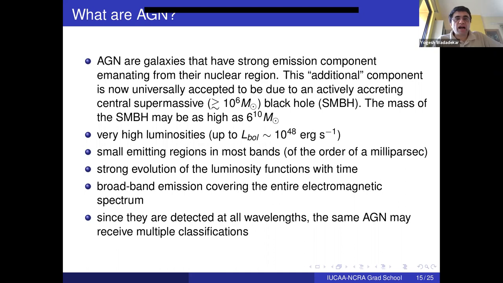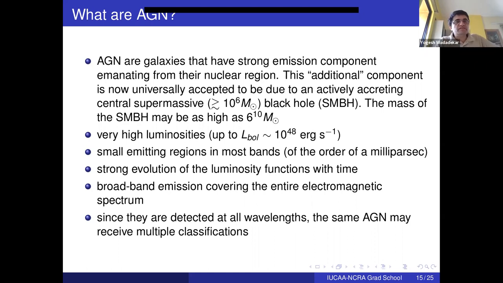AGN have very high luminosities. Bolometric luminosities can go up to 10 raised to 48 ergs per second, which means that the most luminous AGN can easily outshine an entire galaxy. As we shall see, this is very remarkable because the volume that contains the AGN is a very, very tiny fraction of the total volume of a galaxy. So one is seeing light equivalent to a whole galaxy coming from a very tiny volume.